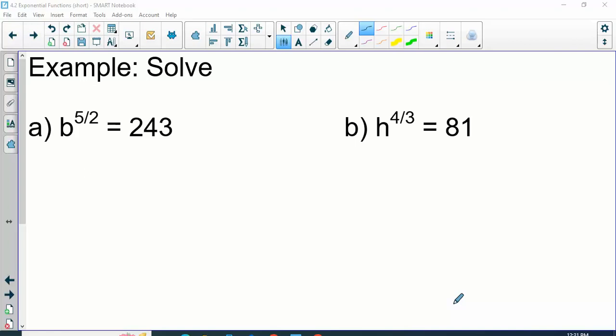The difference is that the variable is the base, not the exponent. So we have to think a little bit differently about how we might solve it. And this is more like an equation we would have solved before yesterday. If I said b to the 5 halves, how could you write that with a radical?